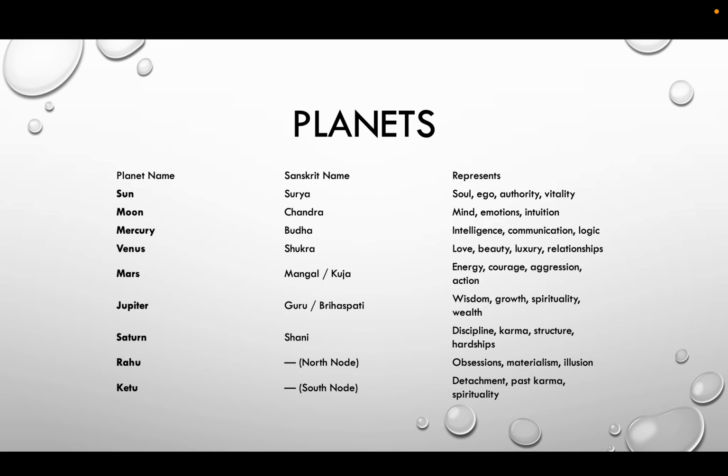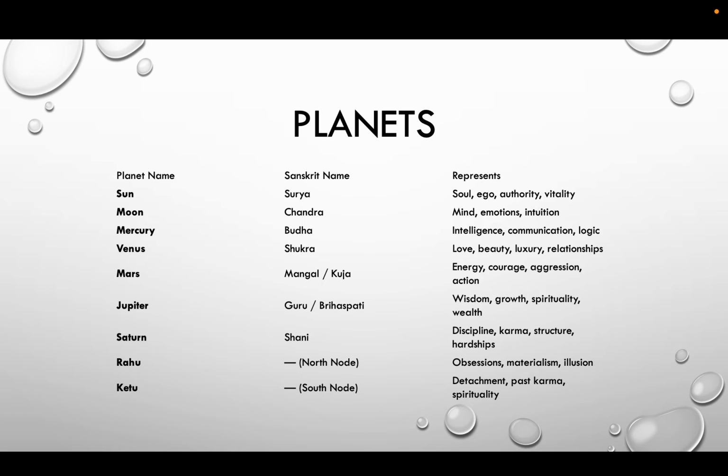Rahu and Ketu are called the shadow planets. Another name for Rahu is North Node and for Ketu is South Node. Rahu represents obsessions, materialism, illusion. Ketu represents detachment, past karma, and spirituality. So on the basis of where a particular planet is placed in your chart, you can give predictions about certain areas of your life.